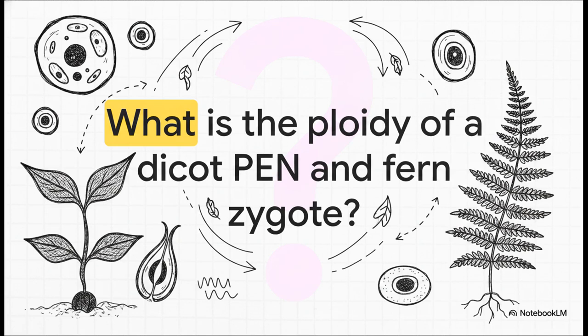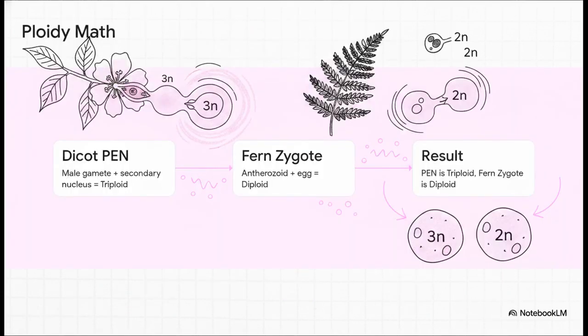Let's tackle a tricky Get My Uni question that tests your grasp of these life cycle mechanics and ploidy across different plant groups. Mention the ploidy of the primary endosperm nucleus in a dicot and the zygote of a fern. Let's explain the biological math here line by line, because knowing the mechanics means you never have to guess on test day. Think back to double fertilization in an angiosperm, a dicot.